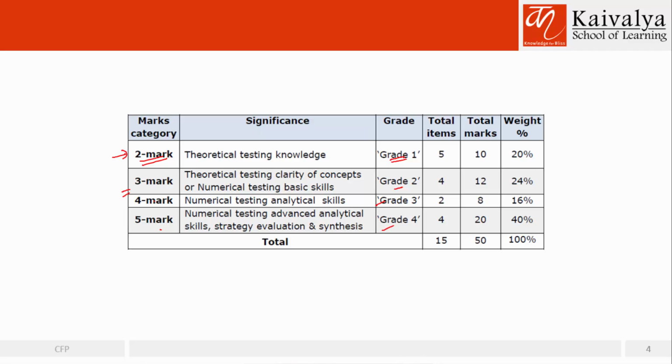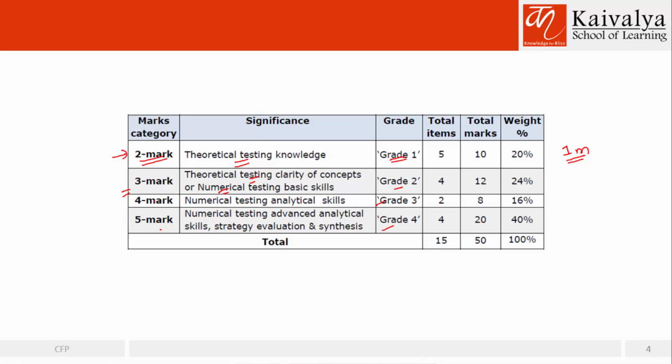Now the 2 marker question would purely be a theoretical question. Another is theoretical testing clarity of concepts and say some basic numerical. So here we have had a 1 marker question in our normal examination.